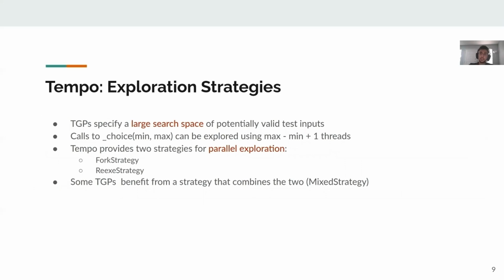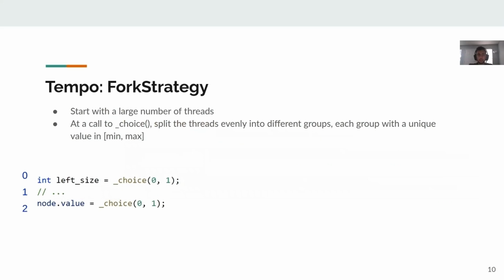Now, moving on to the exploration strategies. TGPs specify a large search space of potentially valid test inputs. And essentially, these exploration strategies will explore calls to choice using one thread for each possible choice in the range. So max minus min plus 1 threads. And Tempo provides 2 strategies for parallel exploration, a fork-based strategy and a re-execution-based strategy. We'll even show another strategy which some TGPs will benefit from. This one will combine both fork and Reexe. So let's start with fork strategy.